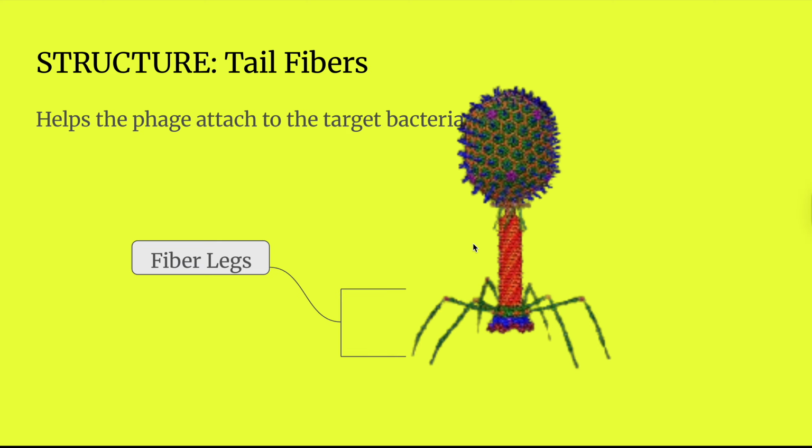Tail fibers help the phage attach to target bacteria. They connect to the bacteria's receptors, and they are basically for connecting to the bacteria surface, and we're going to learn about that as we go on.